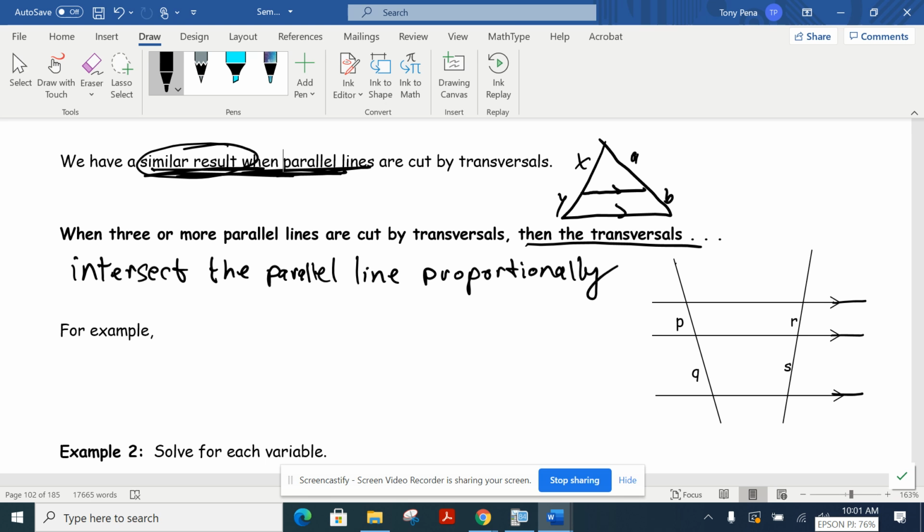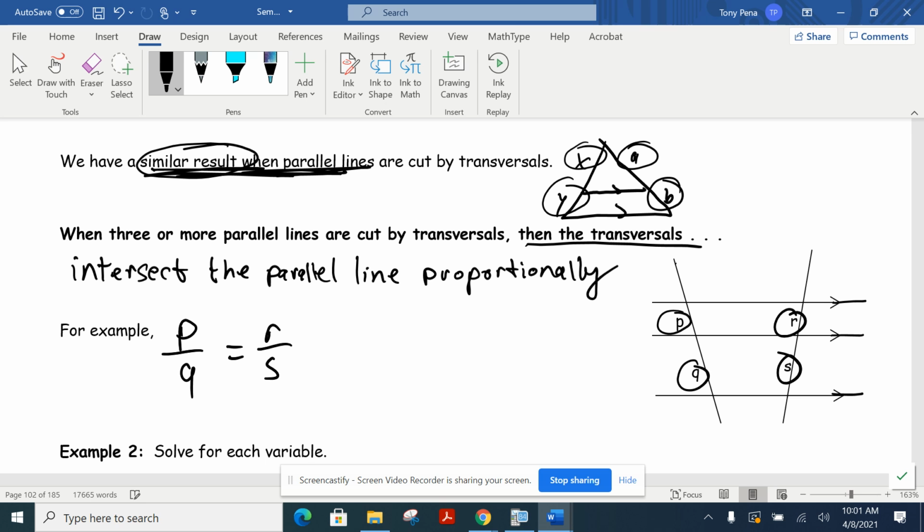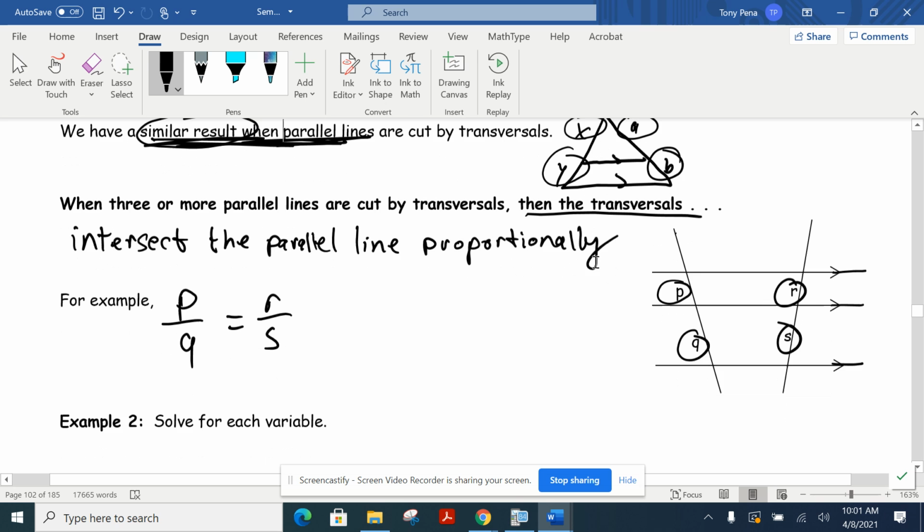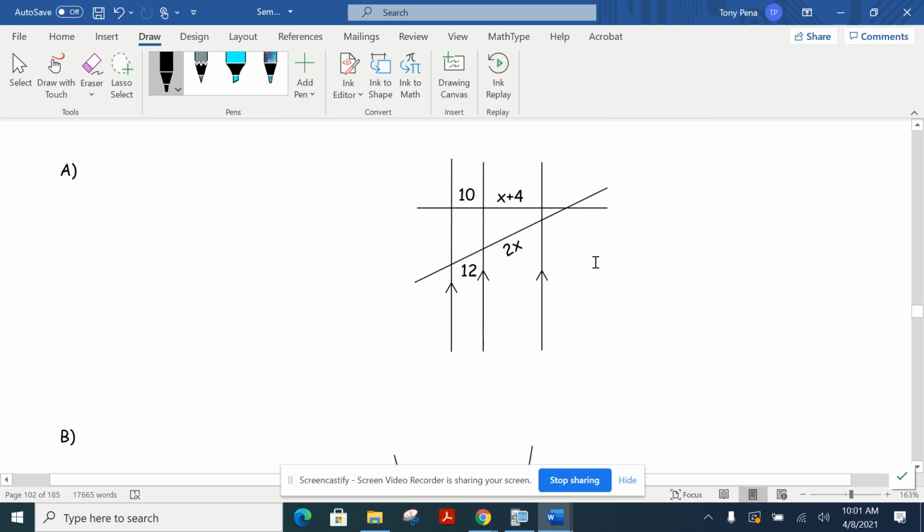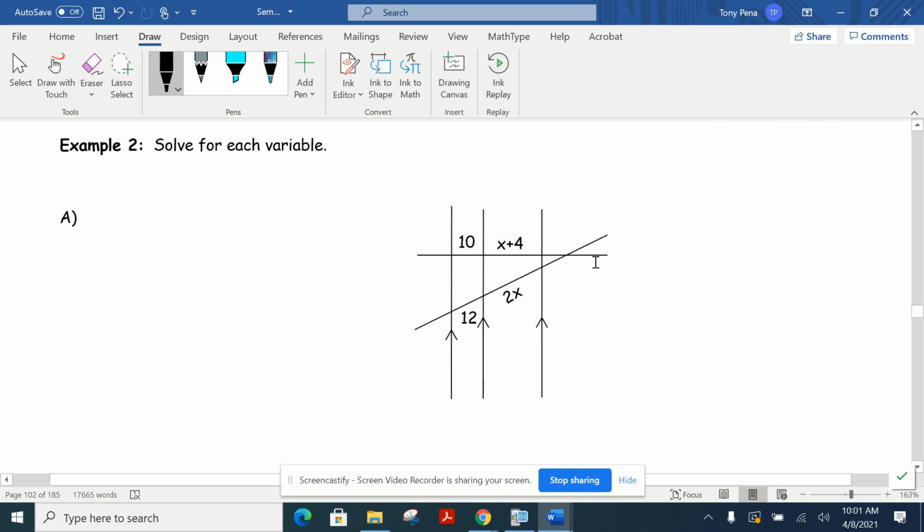So it's almost the exact same thing as if this was a triangle, where you would just do x over y, a over b. You're going to put p over q would have to equal r over s. Hence the reason we say it's a very, very similar result. So with that in mind, we'll do one of these and then go with this tomorrow. So number 2. Flipped it a little bit, right? But here's our 3 parallel lines, and then here is one transversal. Here is our other transversal.